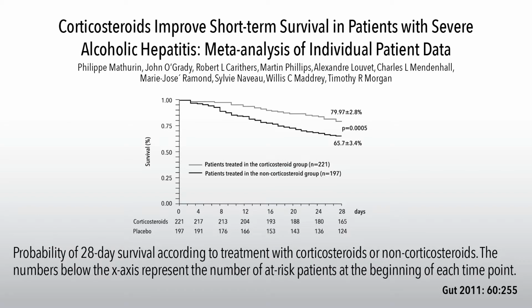Corticosteroids improve short-term survival in patients with severe alcoholic hepatitis. This was published in Gut in 2011 by Philippe Mathurin. Very important to look at the statistical difference, a p-value of 0.0005, benefiting steroids over the non-steroid treatment group.